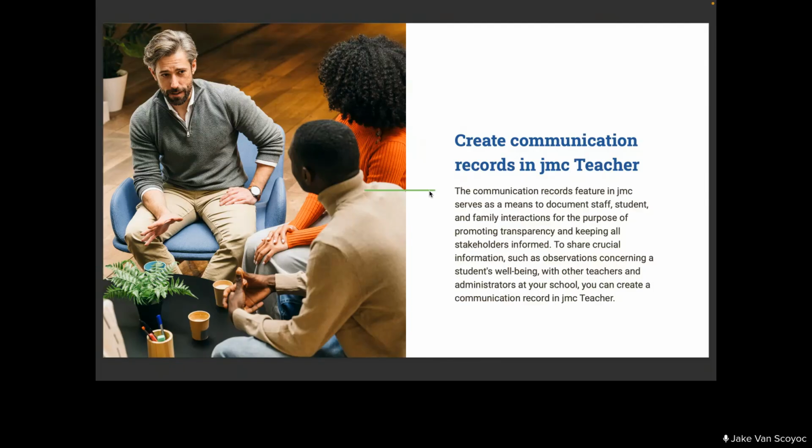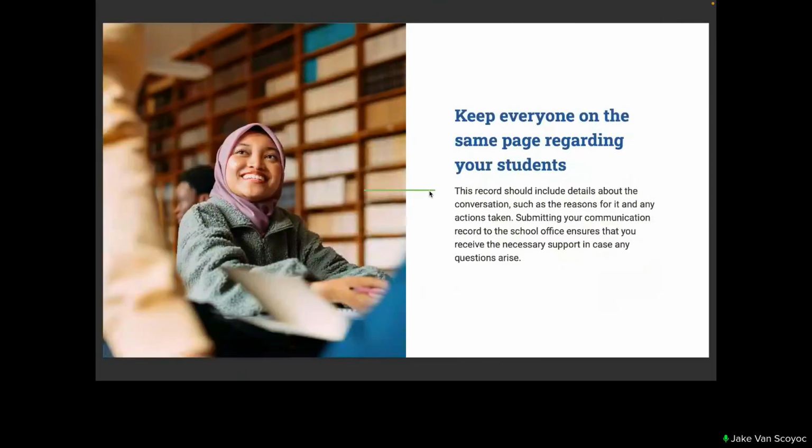The communication records feature in JMC serves as a means to document staff, students, and family interactions for the purpose of promoting transparency and keeping all stakeholders informed. To share crucial information such as observations concerning a student's well-being with other teachers and administrators at your school, you can create a communication record in JMC Teacher. This record should include details about the conversation, such as the reasons for it and any action taken.